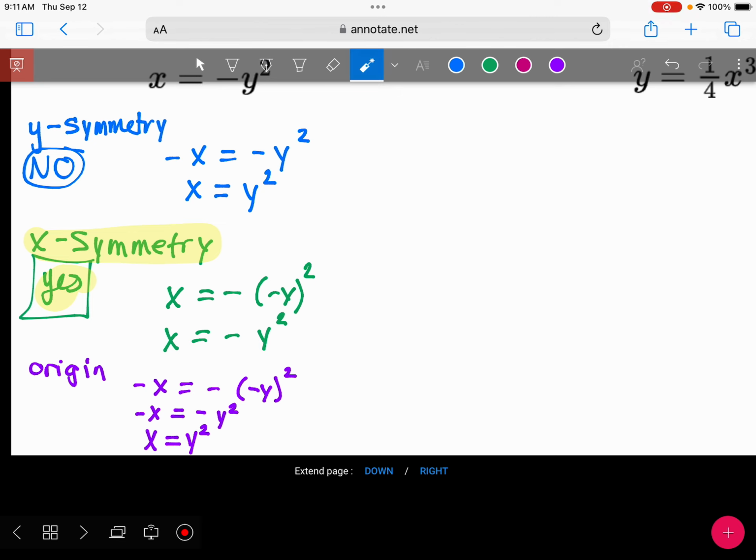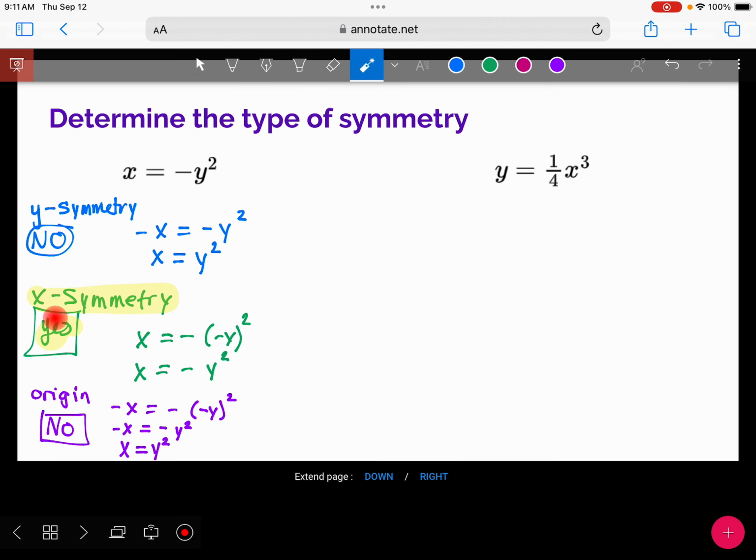So is this the exact same as our original equation? Nope. So this does not have origin symmetry. So this only has x-axis symmetry. That's what we're doing on this one. That's all we're trying to do on it, is just add the symmetry.